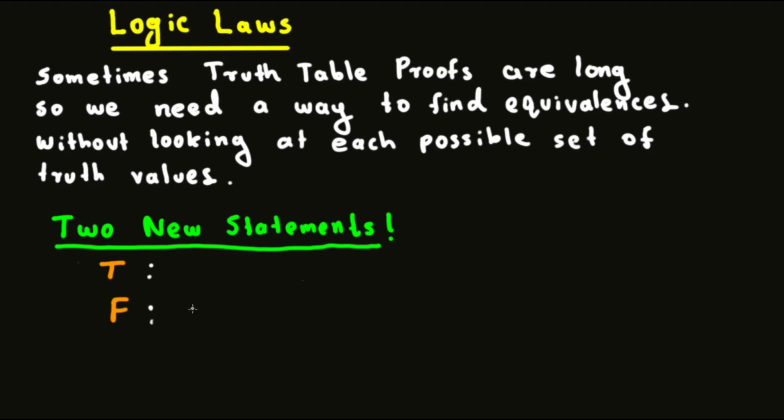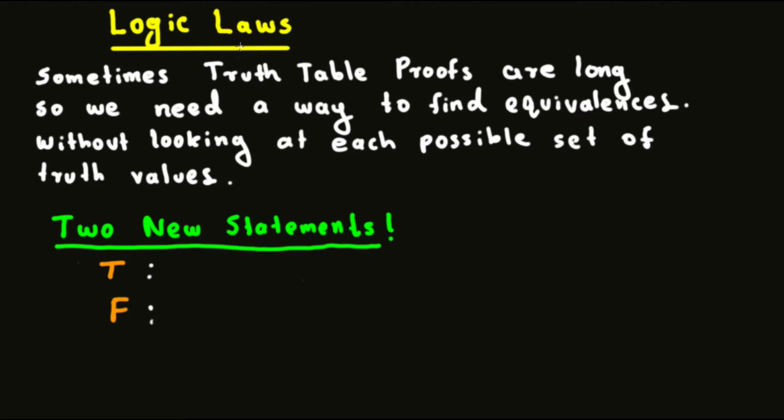What's going on, guys? In this video we are going to see logic laws. When we try to prove something in discrete math, we use the truth table, but sometimes it's very long, right? So they have created some logic laws. It makes the proof simpler. It just reduces the steps.